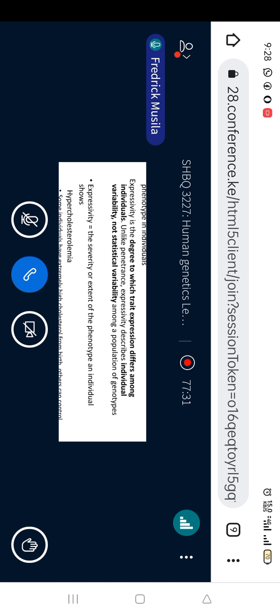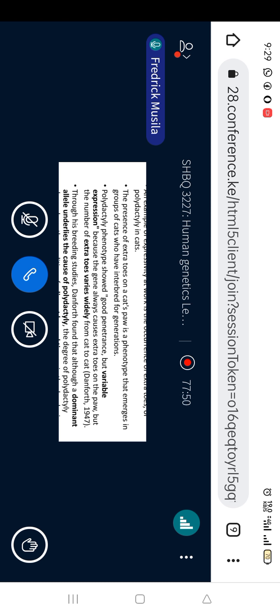Some individuals have extremely high levels from birth, others can control it with diet and exercise and even lead normal lives. So you can see there's some form of variation in individuals with high levels of cholesterol. So that is expressivity. And this is an example of expressivity in cats. I think I've given you the expressivity in cat toes.